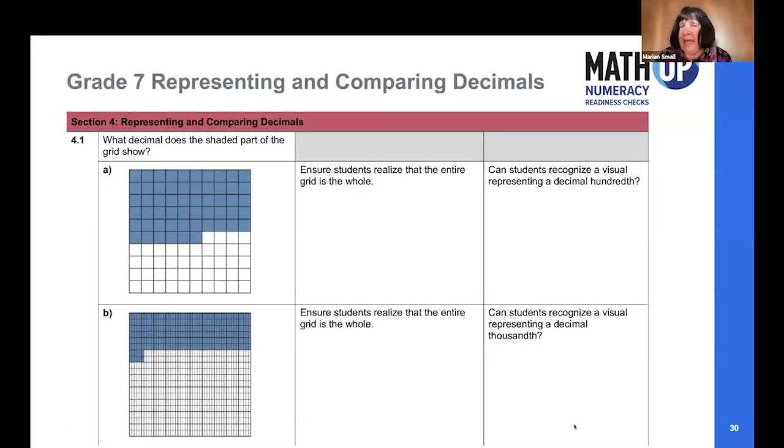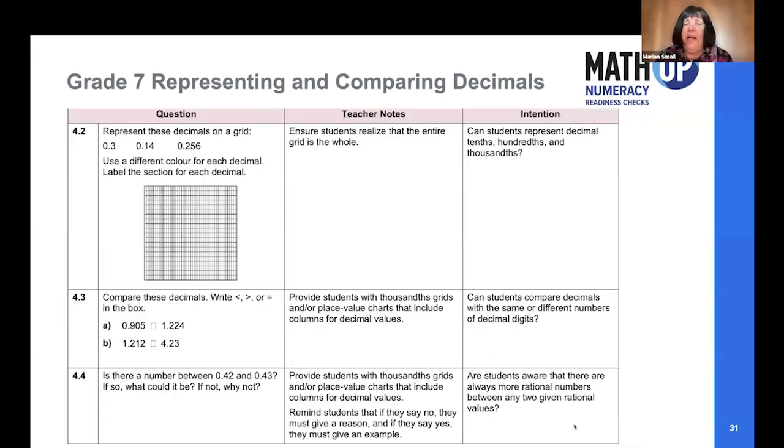So here I'm looking at the section on representing and comparing decimals. Notice that A is about hundredths and B is about thousandths, because we know some kids are okay with hundredths, not thousandths, and we want to see where these kids are. They're representing as well as identifying decimals. They're comparing decimals in 4.3.